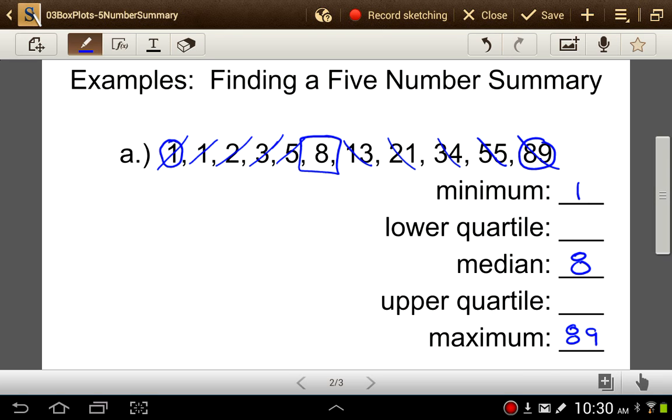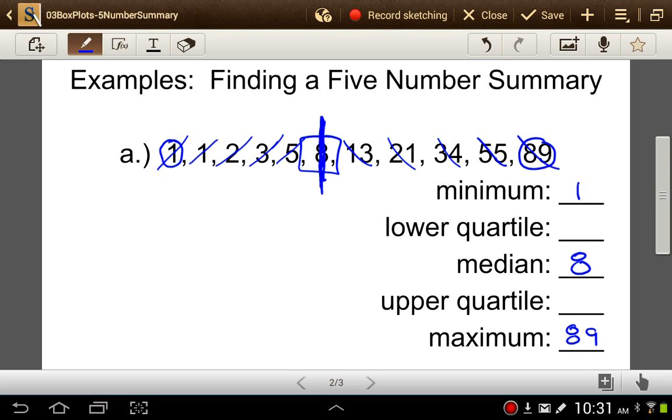Now, what I'm going to do this time to help with my upper and lower quartile is draw where my median is located in my list. That's going to go right through the 8, because the 8 is not included now in any of my other findings, because I already found that as the median, and that's the line that represents my median.